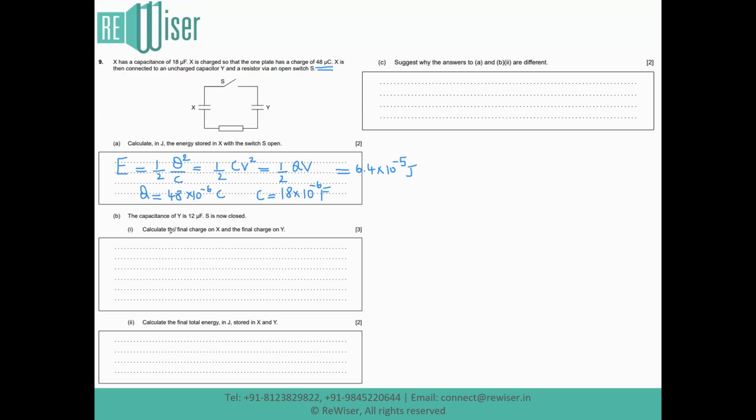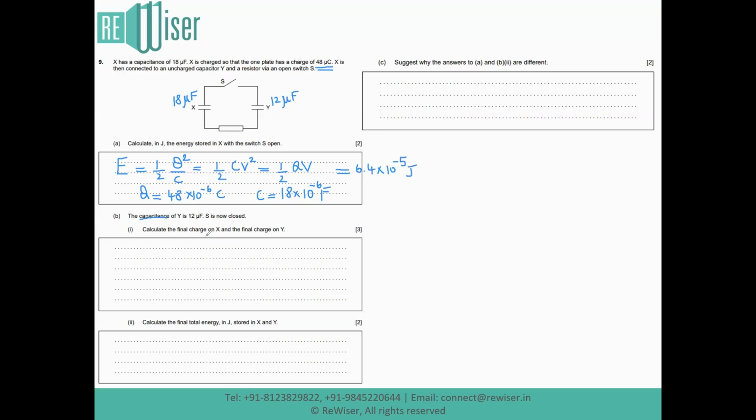Moving on to the next part, the capacitance of Y is 12 microfarad. Now, X is 18 microfarad, Y is 12 microfarad. So these values of 18 and 12 microfarad are the capacitances of X and Y. Capacitance is the ability of a conductor to hold charges. And since X has a higher capacitance, even when switch S is closed, X will eventually hold a higher amount of charge. Please make note of that because that will be helpful in figuring out whether your answers are correct or wrong.